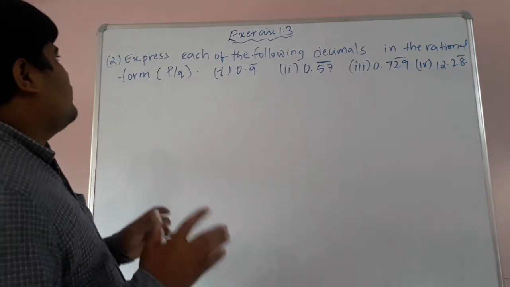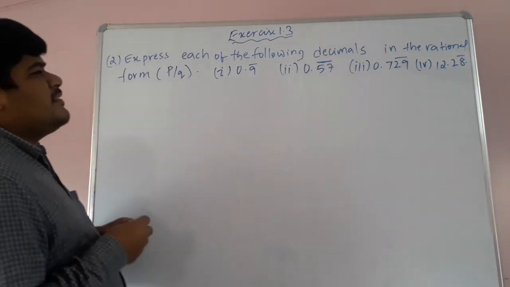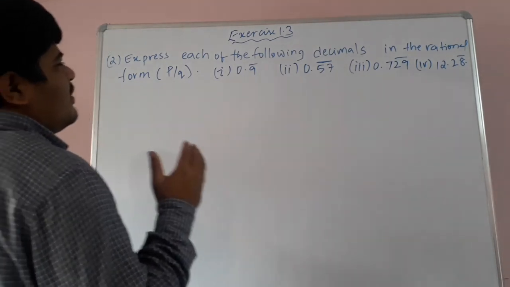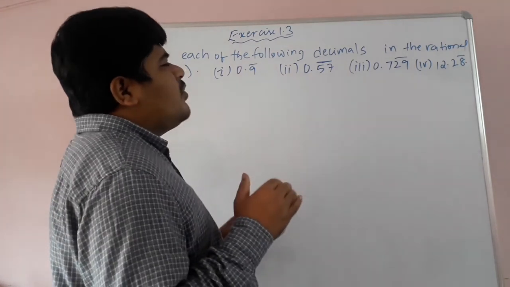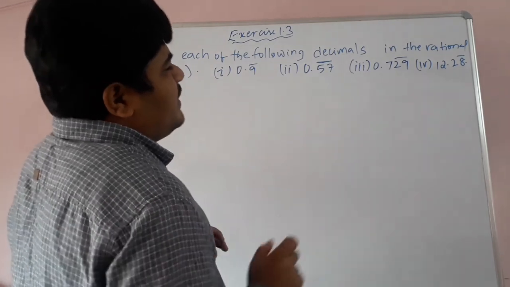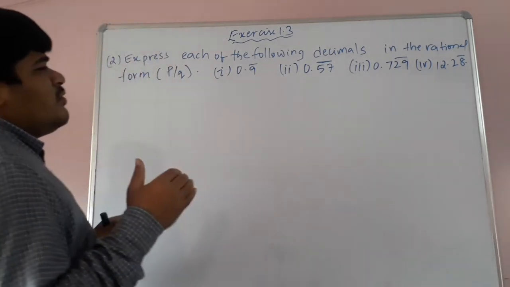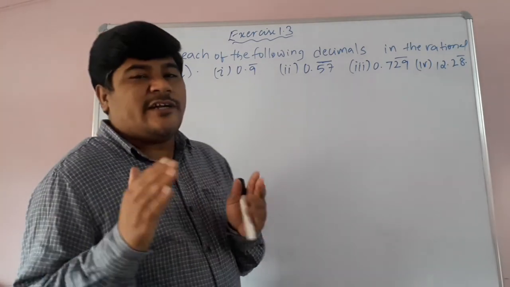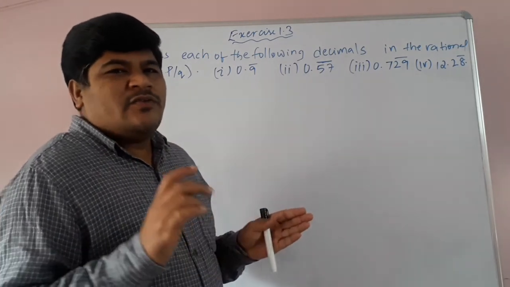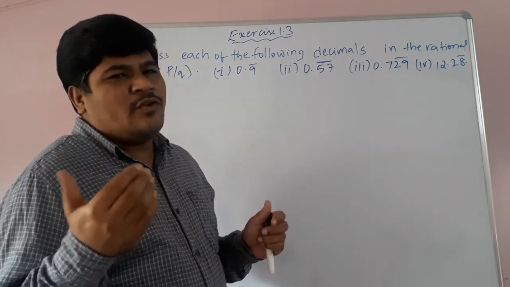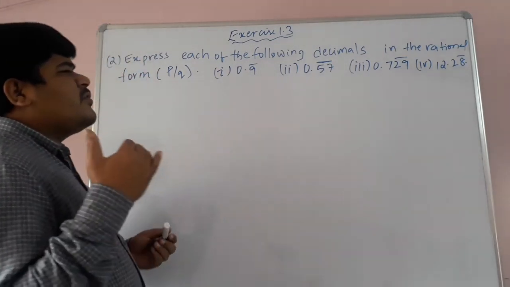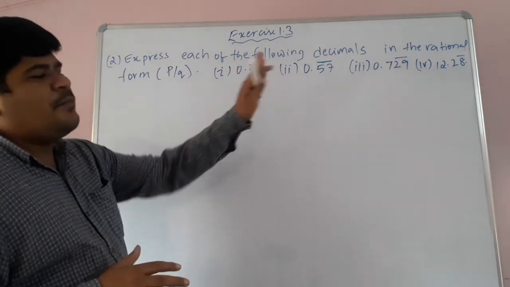Now let's see the second problem. Express each of the following decimals in the rational form, that's p by q form. So the first one 0.9 bar, second 0.57 bar, third one 0.729 bar, and the fourth 12.28 bar, where the bar is there on 8. Okay, so students, we need to convert these forms into p by q form. Already I explained how to convert non-terminating recurring decimals into p by q form. I explained one problem, that is 0.222 or 0.2 bar. So similarly you can solve 0.9 bar, children. Now I will explain the second problem and fourth problem. The remaining first and third problems you can try.